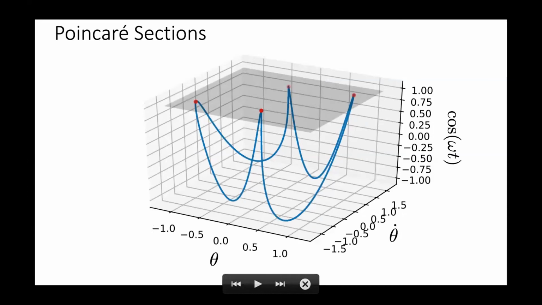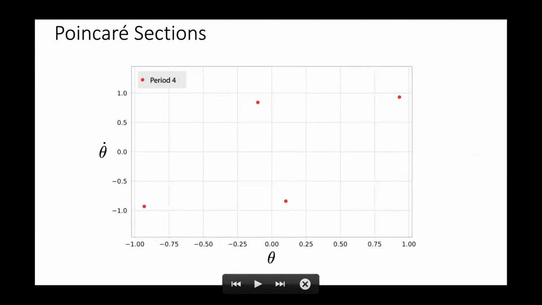And we take a plane at cosine omega t equals 1 and find the points where our trajectory intersects with that plane. And then we plot those points on a theta dot versus theta graph. And this has the advantage of making it pretty easy to see what the period of our trajectories are. So for instance, here we have a period 4 orbit, meaning that the pendulum is repeating its motion every 4 drive periods.